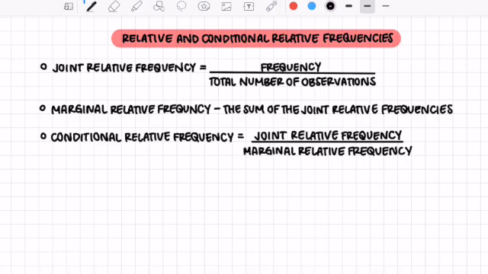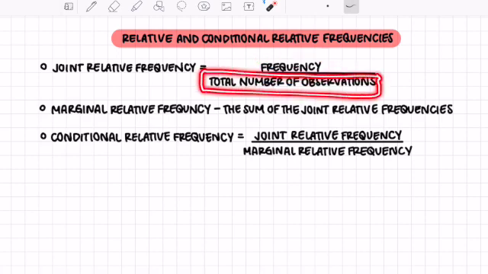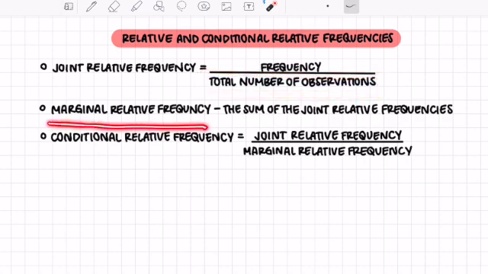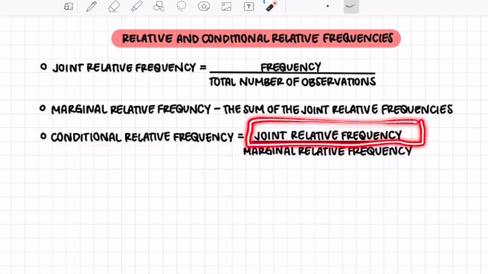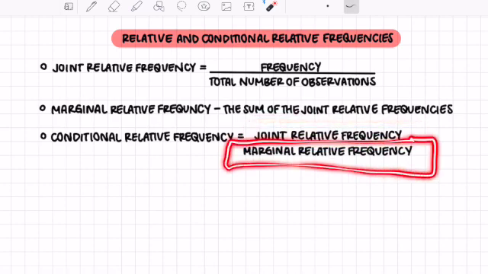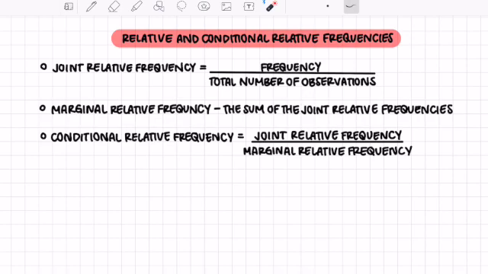There's a few of them that we can look at. One being the joint relative frequency, which is the frequency divided by the total number of observations made. Marginal relative frequency is the sum of the joint relative frequencies, so adding them all up together. Then the conditional relative frequency is finding out what the joint relative frequency is and dividing it by that marginal relative frequency. So let's try it out.